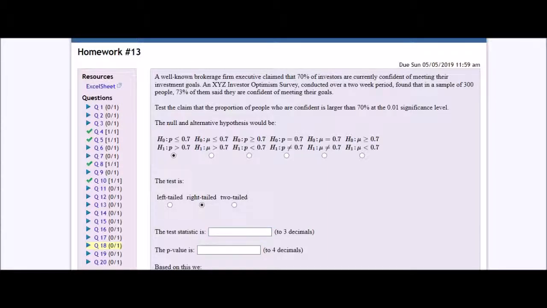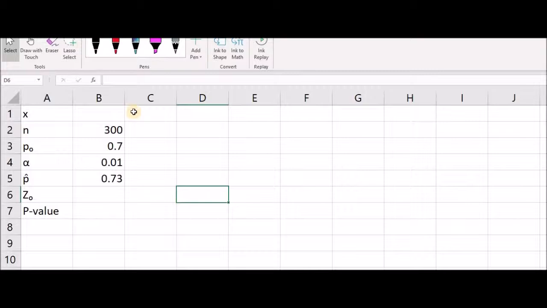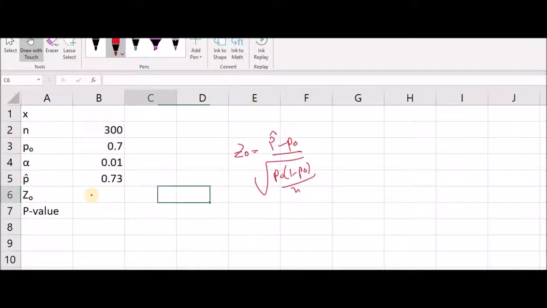To compute the statistic and p-value, I'll go to an Excel sheet. I know that n is equal to 300, p naught is 0.7, alpha is 0.01, and p hat is 0.73. To compute the z naught, we have the formula for z naught. So the formula for z naught says z naught is equal to p hat minus p naught divided by the square root of p naught times 1 minus p naught divided by n. I will use this formula to compute the z naught.